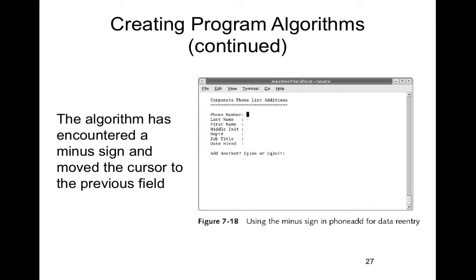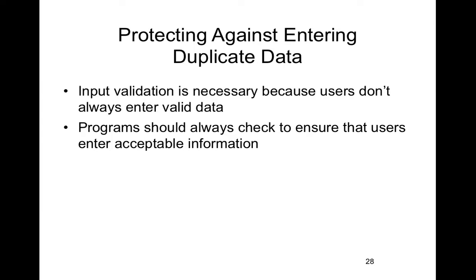Let's see, it encountered a minus sign and it moves the cursor back up. So if you hit the minus sign, go back up; the plus sign sends you down. So you can navigate through keyboard keys, not necessarily the arrows, but plus and minus as an example, to go up and down through the cursor. Depends on how you set it up, actually.